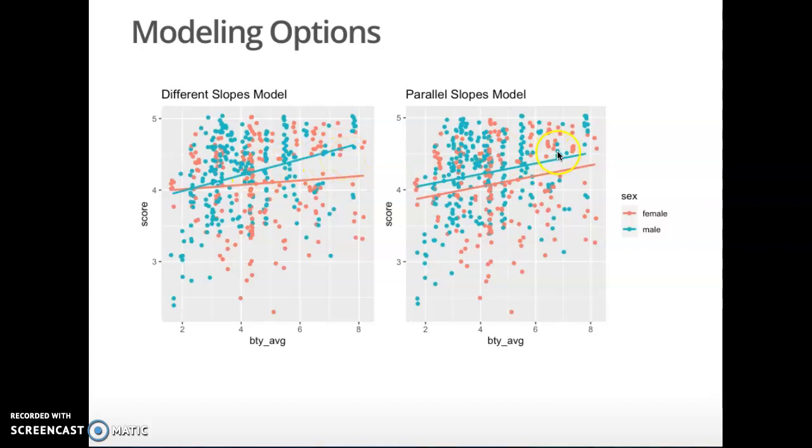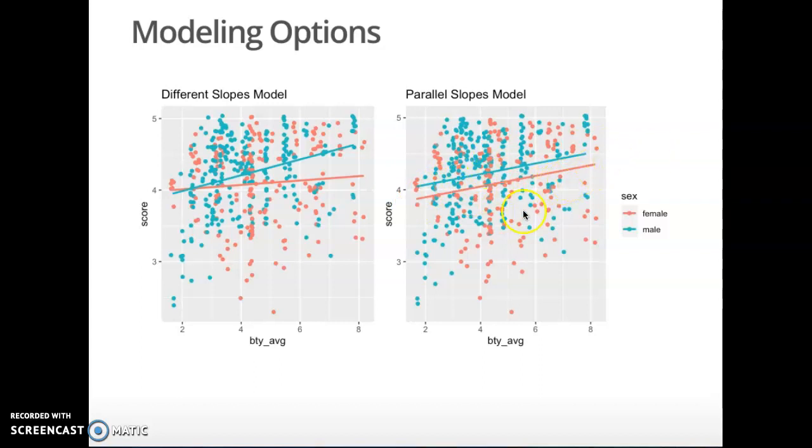If we thought the relationships looked similar enough that we could model these slopes as parallel, that is what we see in this parallel slopes model. Here we're assuming that the relationship between the average beauty score and the course evaluation score looks the same, or approximately the same, across the two sexes of professors. Really the only thing that's different is the shift in the intercept. For lower average beauty scores, male professors on average have a little bit higher evaluation score than female professors, but we're assuming the relationship is the same.